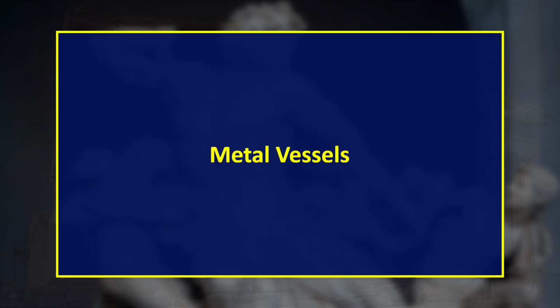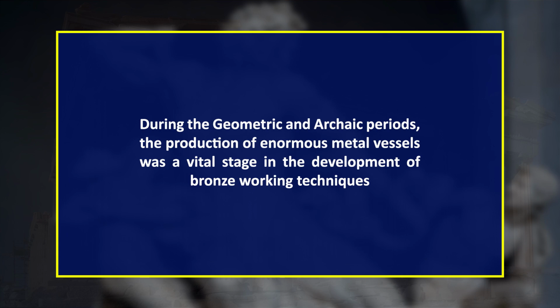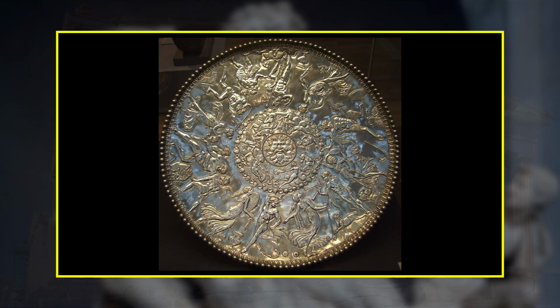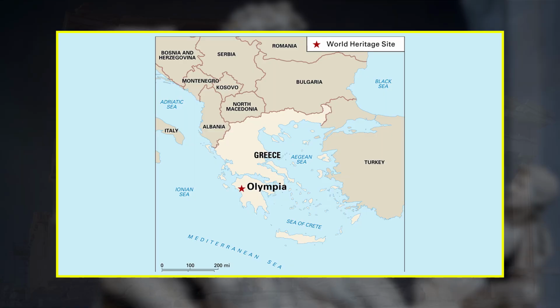Now, talking about the metal vessels. During the geometric and archaic periods, the production of enormous metal vessels was a vital stage in the development of bronze working techniques such as casting and repoussé hammering. The votive vases were deposited in early sanctuaries in large numbers, hundreds in some cases. One such early sanctuary was Olympia.